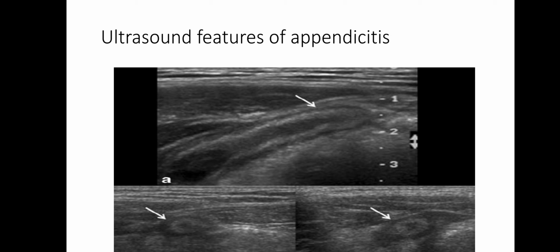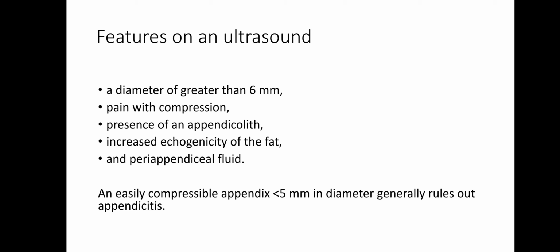Features on an ultrasound that suggest appendicitis include a diameter of greater than 6 mm, pain with compression, presence of an appendicolith, increased echogenicity of the fat, and periappendiceal fluid. An easily compressible appendix less than 5 mm in diameter generally rules out appendicitis.